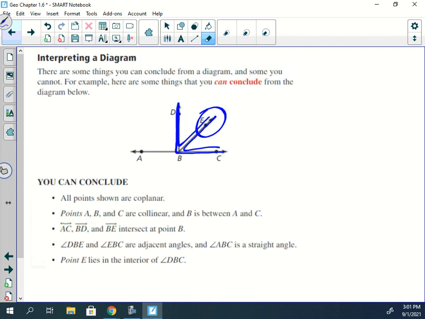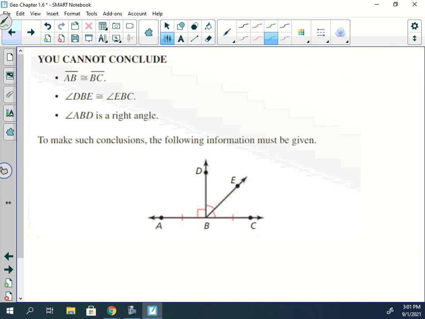It's inside it. However, we cannot conclude that AB and BC are congruent. Because in that original picture, they did not tell us. Because if it's not told to us, we can't assume it's true. We cannot assume that DBE and EBC are congruent. Because again, in that original picture, it didn't tell us. It has to tell us that. And we can't assume that angle DBA is a right angle unless it is told to us. So unless we know it or can show it or prove it, we cannot assume it to be true. We have to be able to show it.